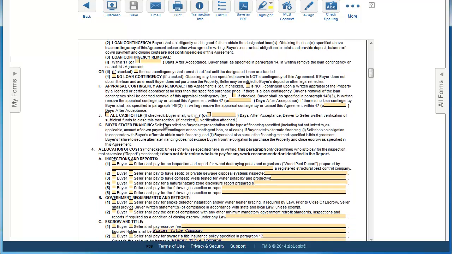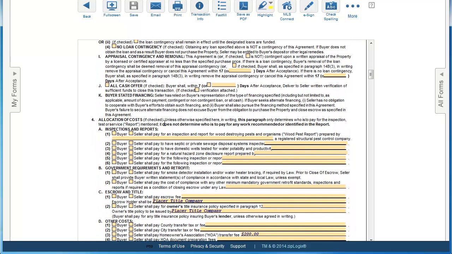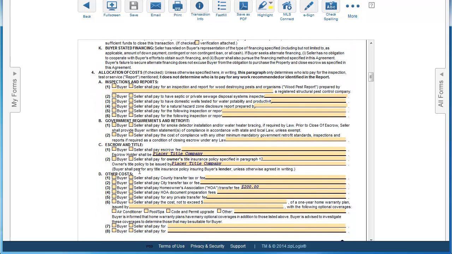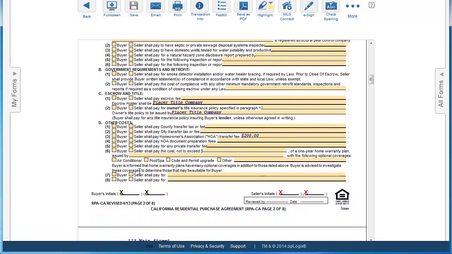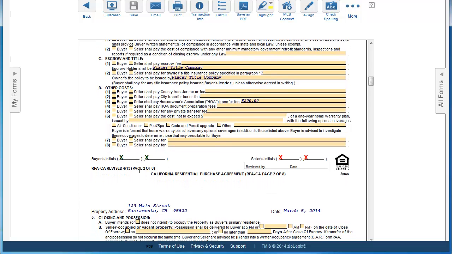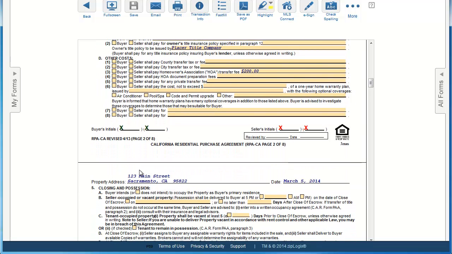Okay. This is where we're going to have the allocation of costs for inspections. So this is where you would pick whether the buyer or the seller, or buyer and seller, and how they're going to split this. This would be the inspections and reports, such as sewer inspection, termite inspection, all those kinds of inspections. This is your buyer and escrow fees. Going down from there, you just check them off, based on what you've negotiated between the buyer and the seller.